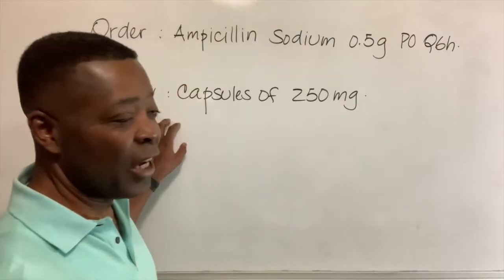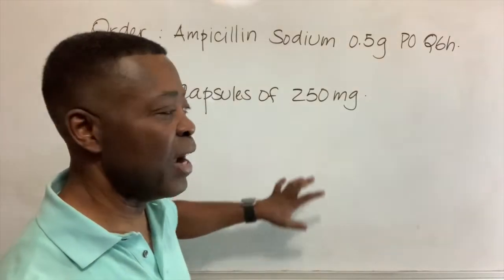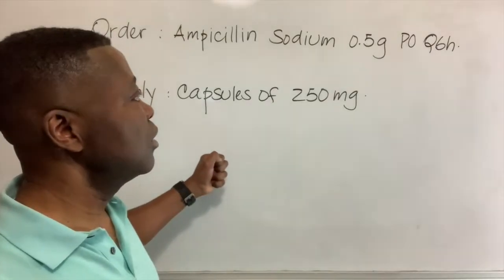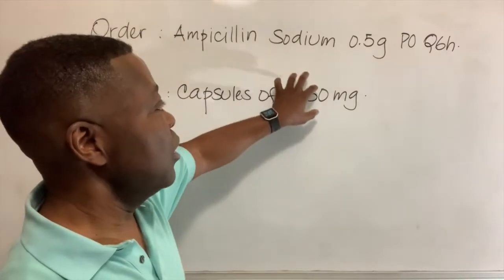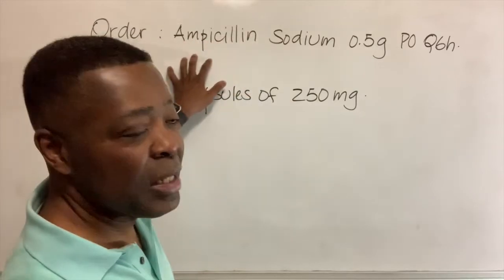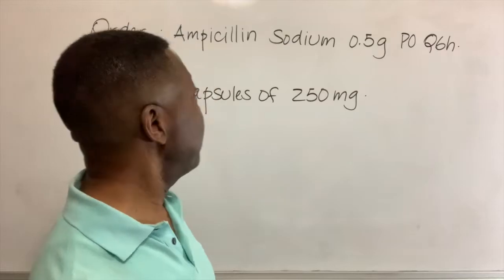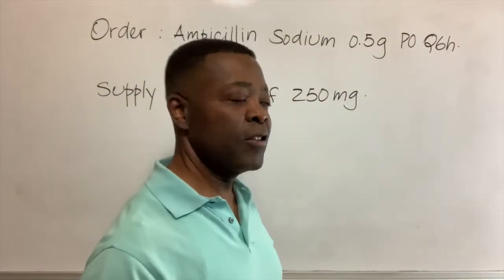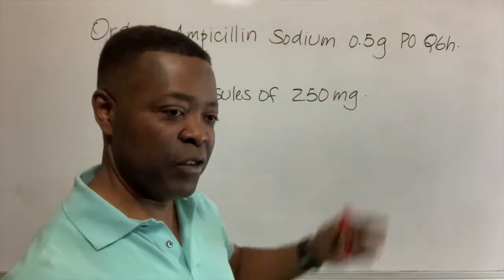Now, look at the supply. The supply is capsule of 250 milligram. So you know your answer will be in capsule. It's like they ask you how many capsules you're going to administer for this order. The order is give 0.5 gram of ampicillin sodium by mouth every 6 hours. All right? Ampicillin sodium, 0.5 gram, PO Q6. Now, find the dose. How many capsules you're going to give every 6 hours.